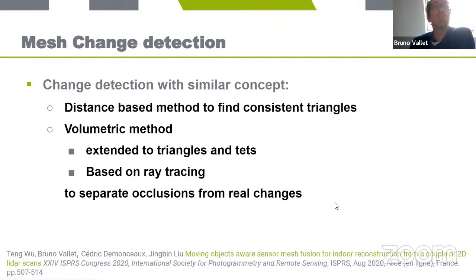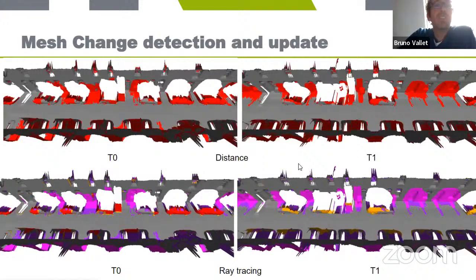So that's the kind of results we obtained. On the top row, you have the distance-based change detection method. It already tells us that all the parts in gray are consistent, so we don't need to handle them in the second part, which is a bit more time-consuming. In the second part, we take all the pieces that are in red and we separate what is a real change in the scene, which is still in red, from what is simply an occlusion, which is in purple. And so this gives us a very fine dynamics of the scene.